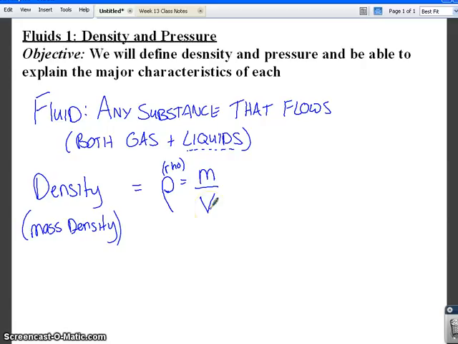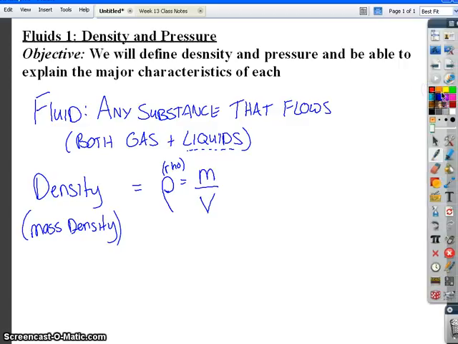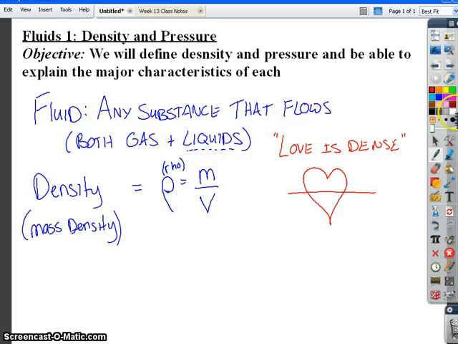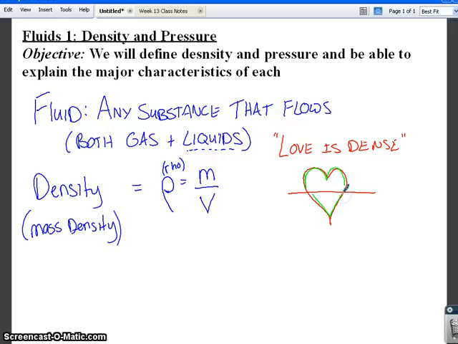And with this, I'm going to give you a little thing I've learned from one of my teachers back in high school. If you ever forget the formula for density, just remember that love is dense. And because love is dense, we will draw a heart because of love. And we draw a line through it. And if you notice from this line, we have an M on top and a V on bottom, M over V. Love is dense. So that's just a fun way to remember what density is. So density is mass over volume.